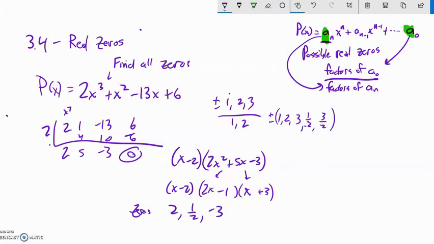And again, what I could do is, if I don't trust myself here, I could plug them back in. I could take 2 and plug it back in, make sure it evaluates to 0. Same with the negative 3. Same with the 1 half. Or I could graph it and make sure that that graph crosses the x-axis at those points.